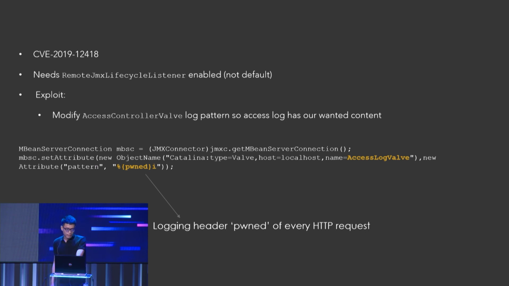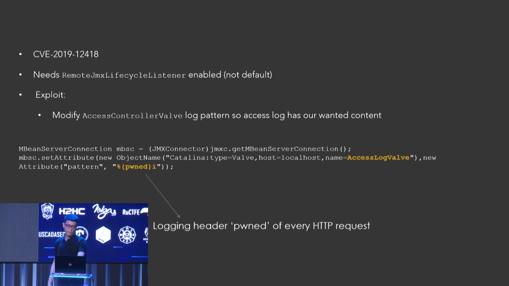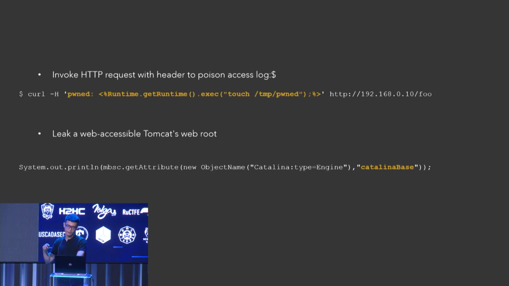This is an assigned CVE, and it needs the feature to be enabled, which is unfortunately not by default. But it's a cool bug, by the way. Anyway, first you have to modify the log pattern. We modify the Tomcat access log pattern using JMX. After we get the credential, we use that credential to modify the JMX login pattern to poison it. This means we log every Poison header into the log buffer.